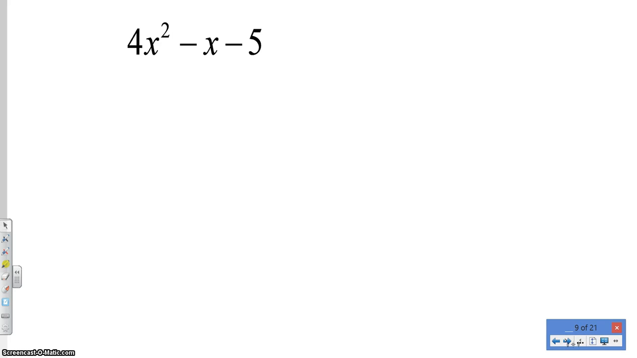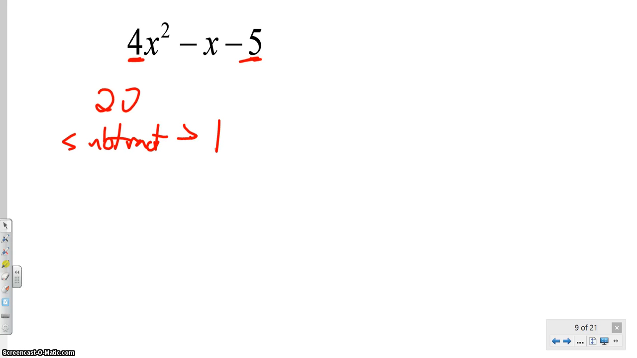Let's try another example. All right, A is 4. So we got 4 times 5, which is 20. We want factors of 20 that, if I subtract, will give me 1. Because remember, that's what B is. All right, so we got 1 and 20, 2 and 10. Does 3 go? No. 4. That's 4 and 5. All right, I think those are it. So if I subtract, I want 1.